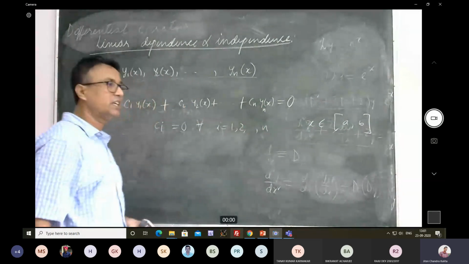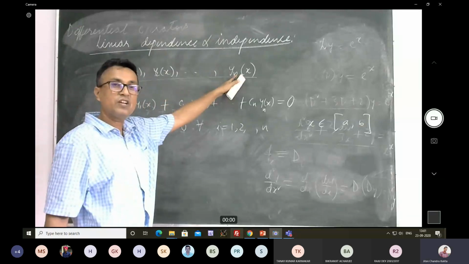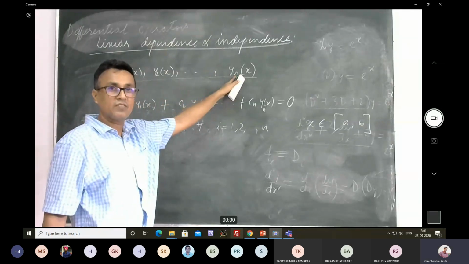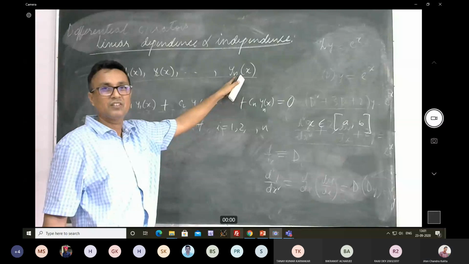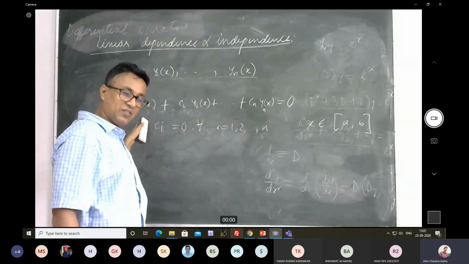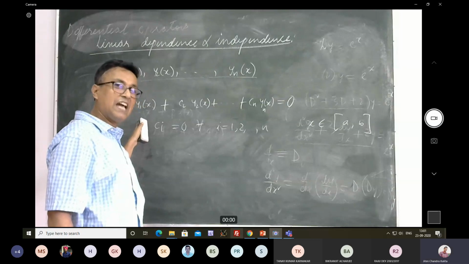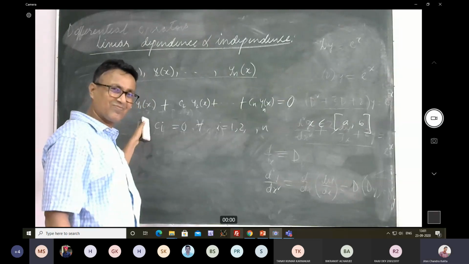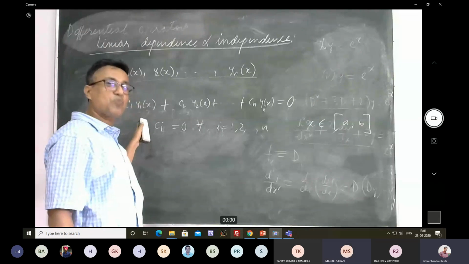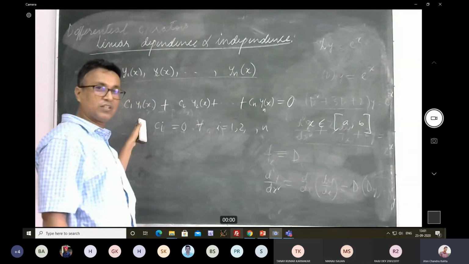Similarly, this set of functions will be called linearly dependent if this expression is satisfied with at least one non-zero Ci, for some i lying between 1 and n.